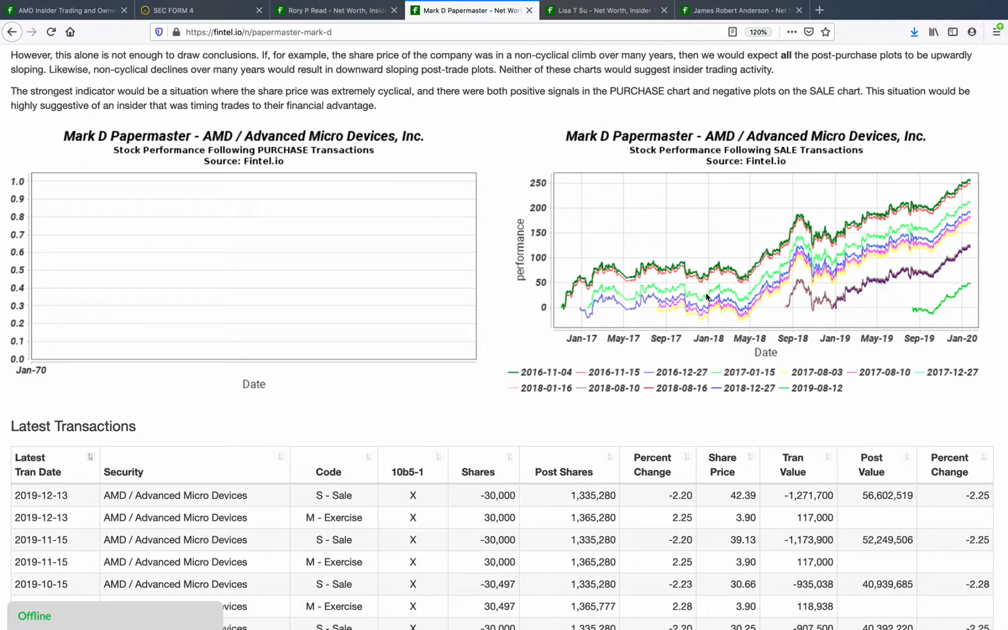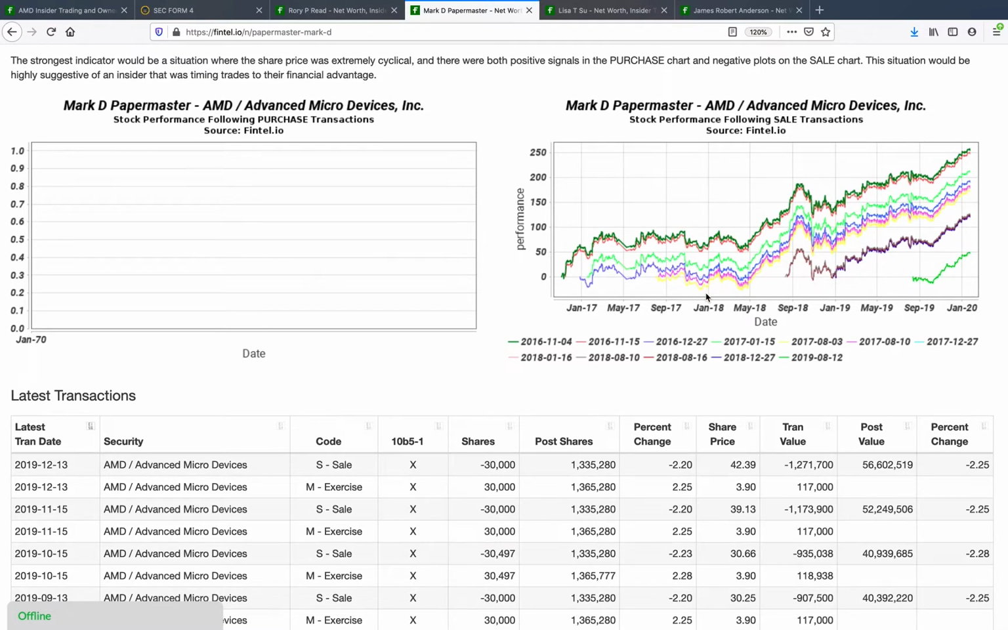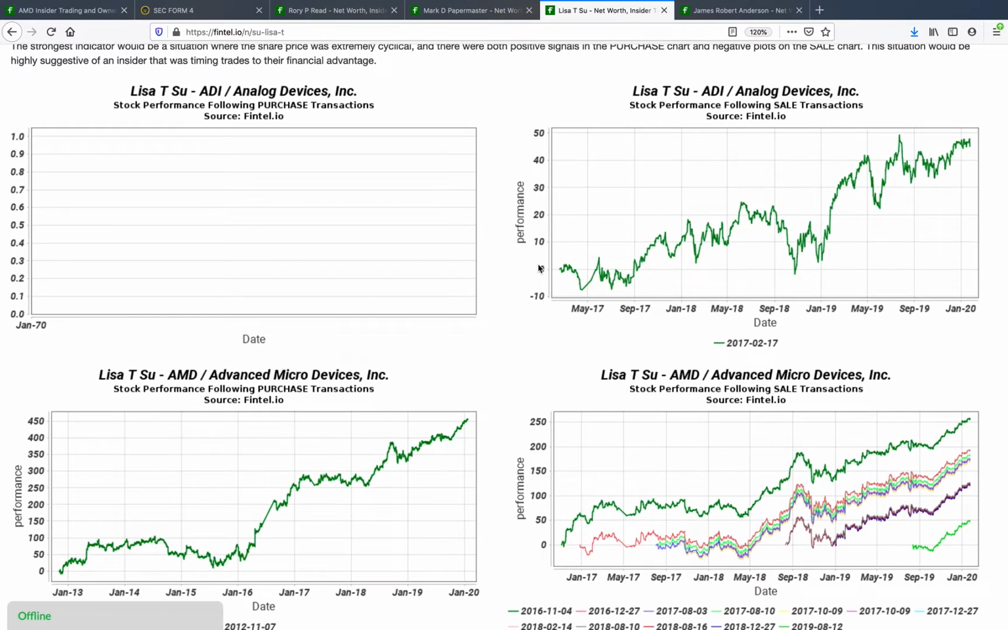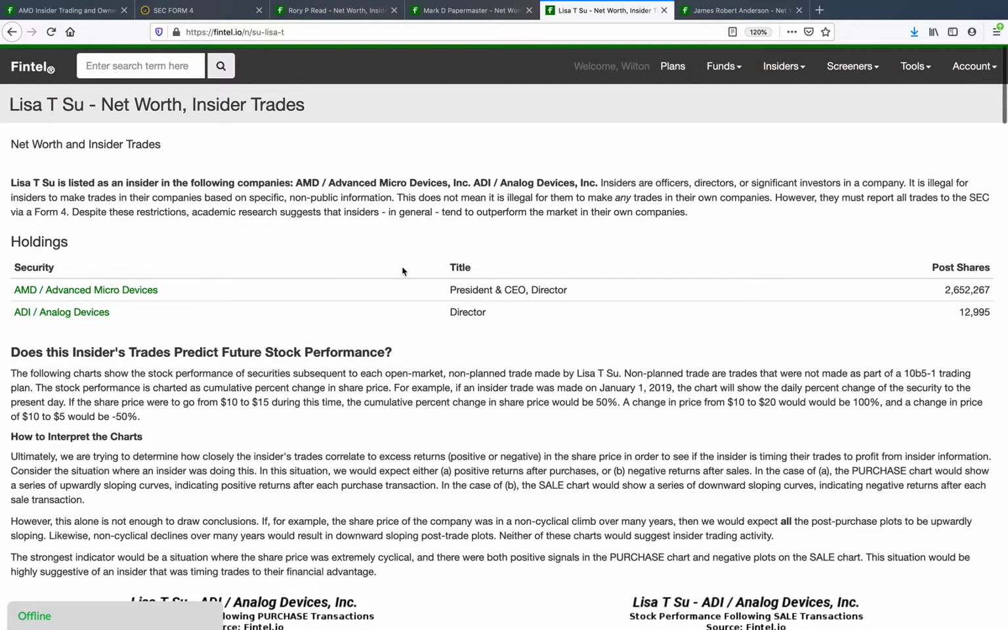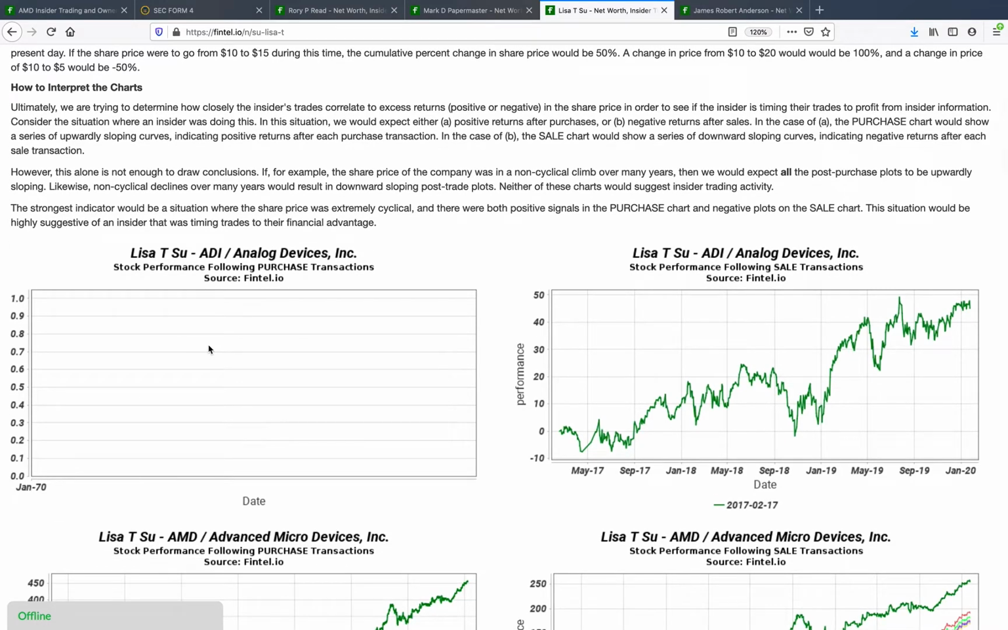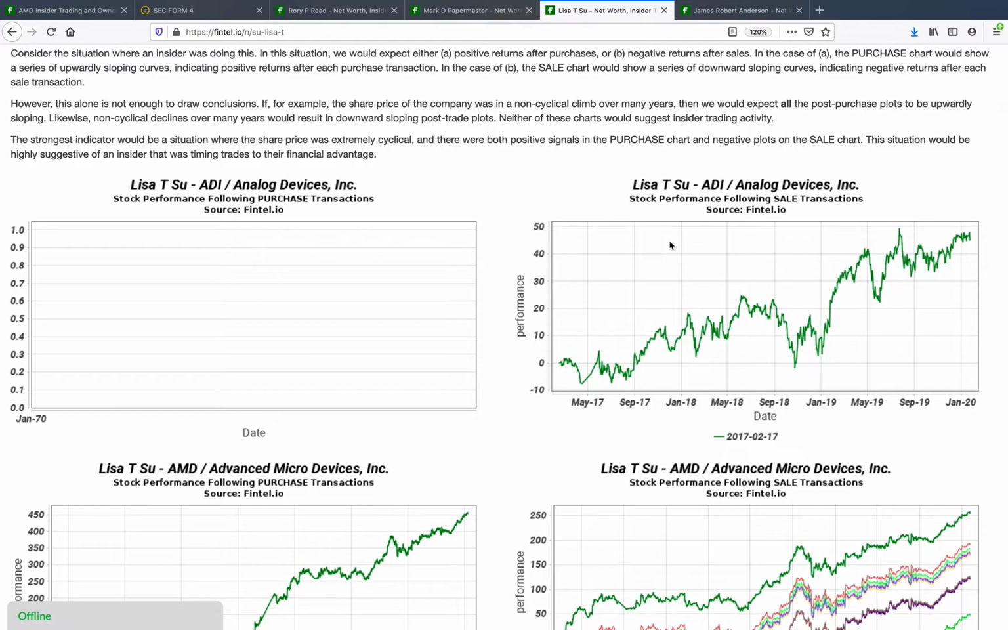He would ultimately have ended up with more wealth had he not sold those shares. So let's take a look at Lisa Su. Again, the same scenario as Mark. She's also an insider at Analog Devices. She's a director there, with no purchase transactions at Analog Devices, but she has one sale transaction.